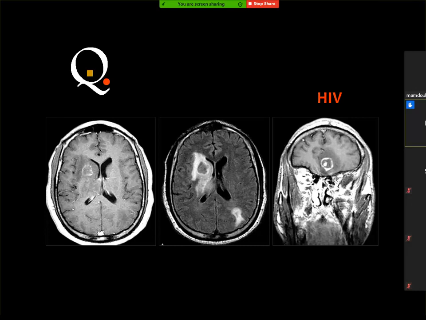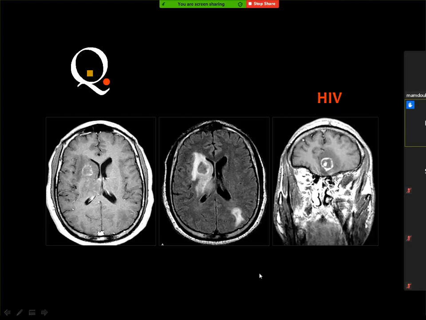This is a differential diagnosis of ring enhancement with edema. We should compare with the history. First of all, we should also compare with the diffusion to exclude the abscess. Can you see this history? Yes, I saw. Then what do you think?